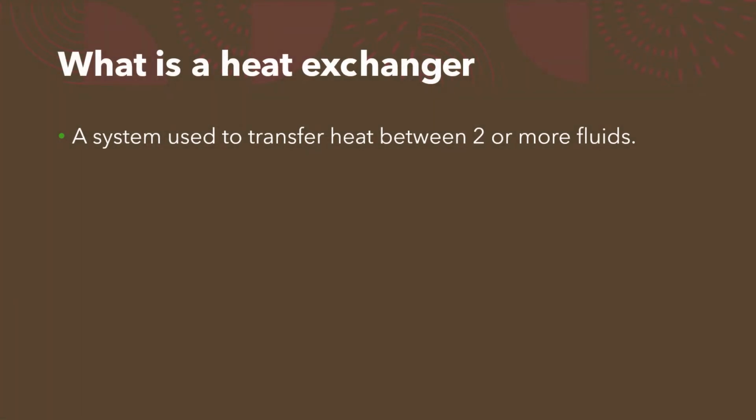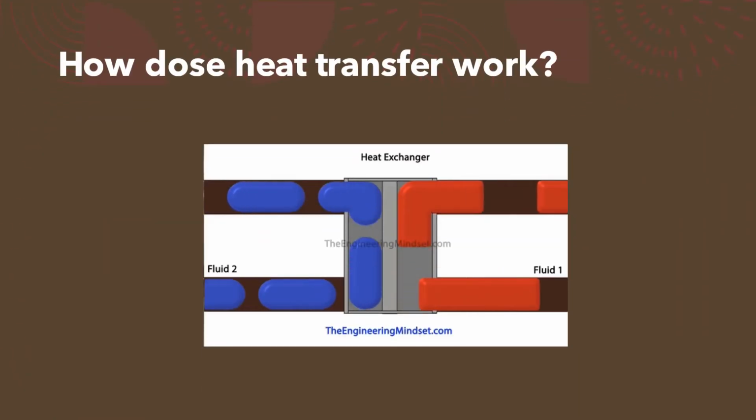So, to start off, what is a heat exchanger? Well, a heat exchanger is a system used to transfer heat between two or more fluids, being liquid or a gas. The heat is transferred through the exchanger fluids that are separated by a conductive medium.